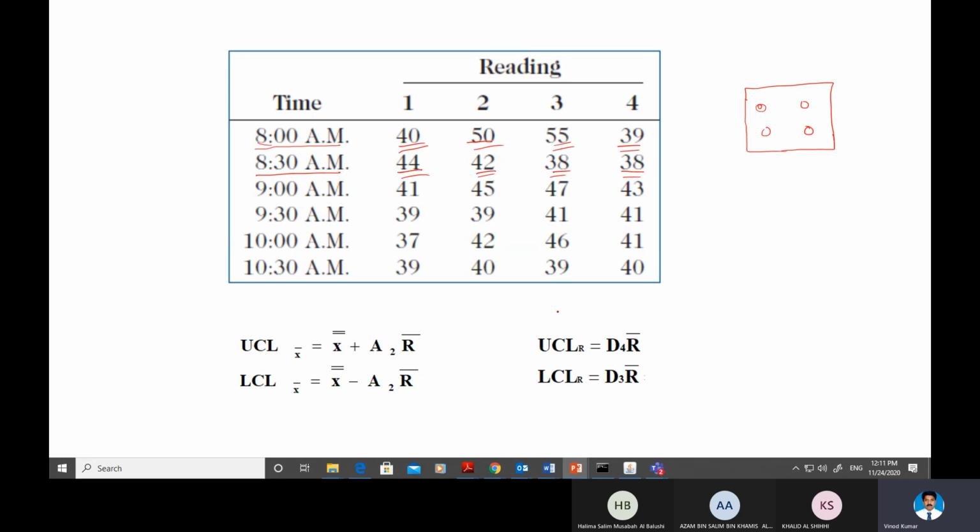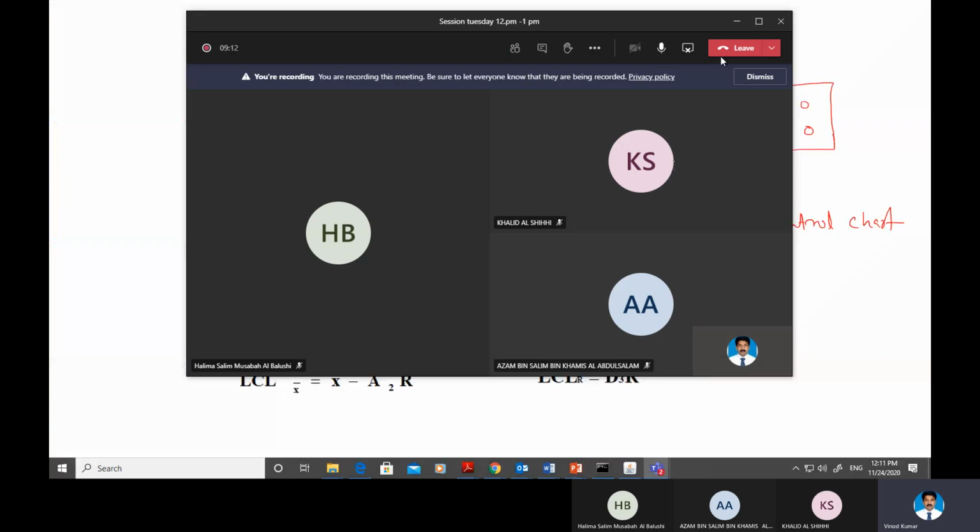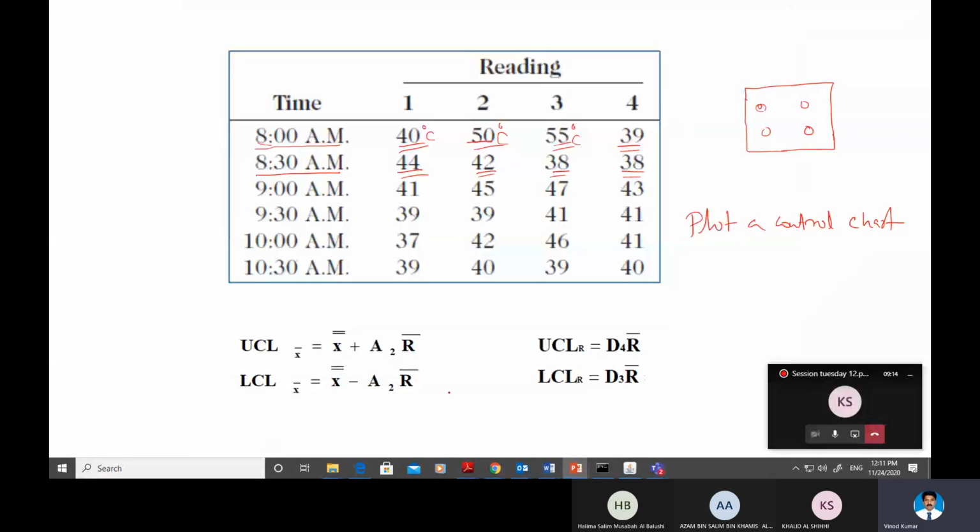Now we need to plot a control chart. I will not tell you which type of chart; you have to identify which type. If you look at it, you are measuring real values, 40 degrees Celsius, 50 degrees Celsius. Since you are measuring real values, you have to go for a control chart for variables.